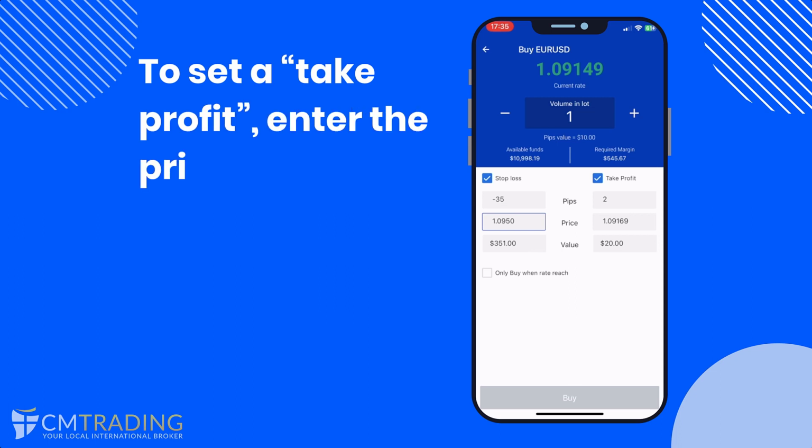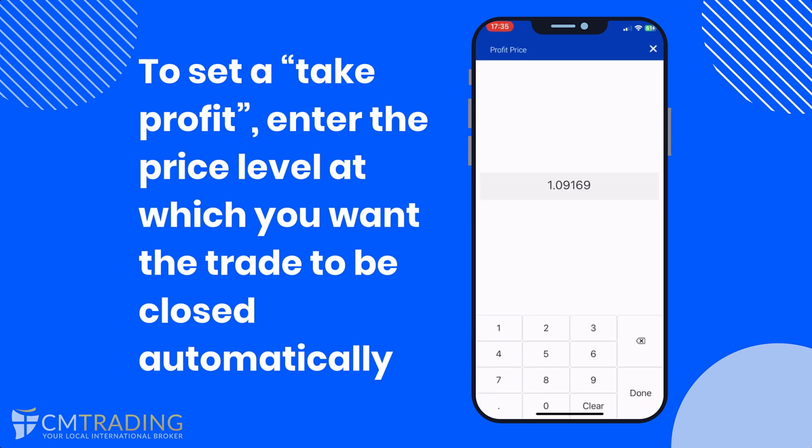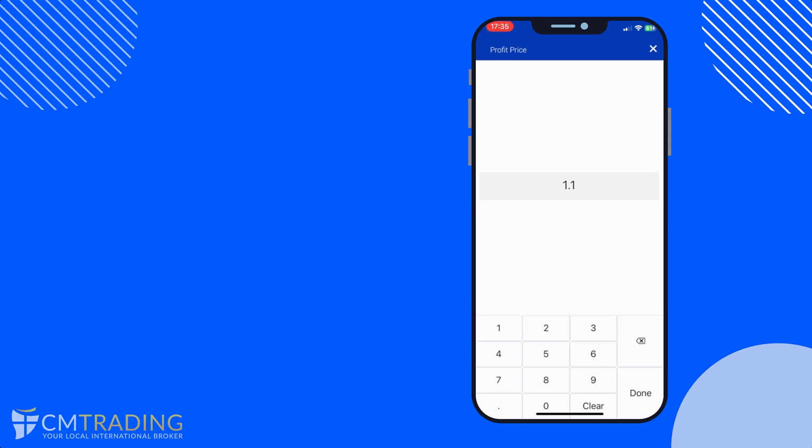To set a take profit, enter the price level at which you want the trade to be closed automatically. Let's say you are buying a currency pair at 1.1000 and you want to lock in a profit of 100 pips. You can set a take profit level at 1.1100.